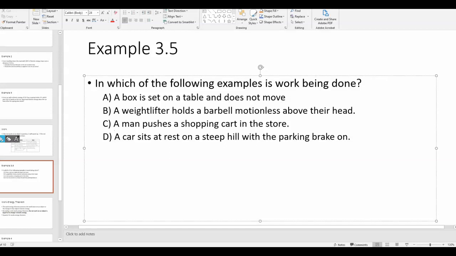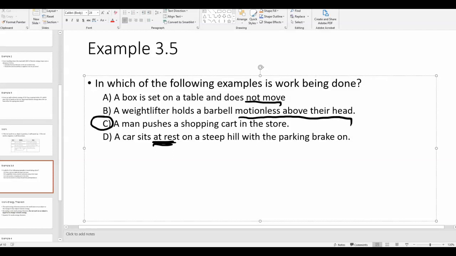Based off of what we just talked about on the last slide, remember if an object is not moving, the distance it travels is 0, which means that force is not doing any work. For A, the box is not moving. B, a weightlifter holds a barbell motionless above their head. They're going to get very tired, but technically speaking, they're not doing any work because the barbell is not moving. D, a car sits at rest on a steep hill, not moving. So the only situation where work is actually being done is C, when the man pushes a shopping cart in the store.